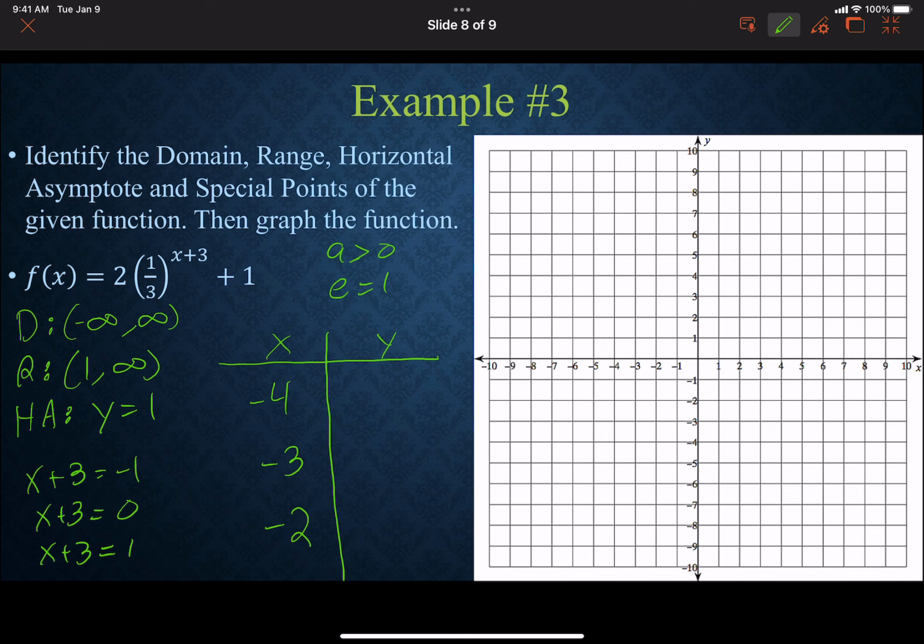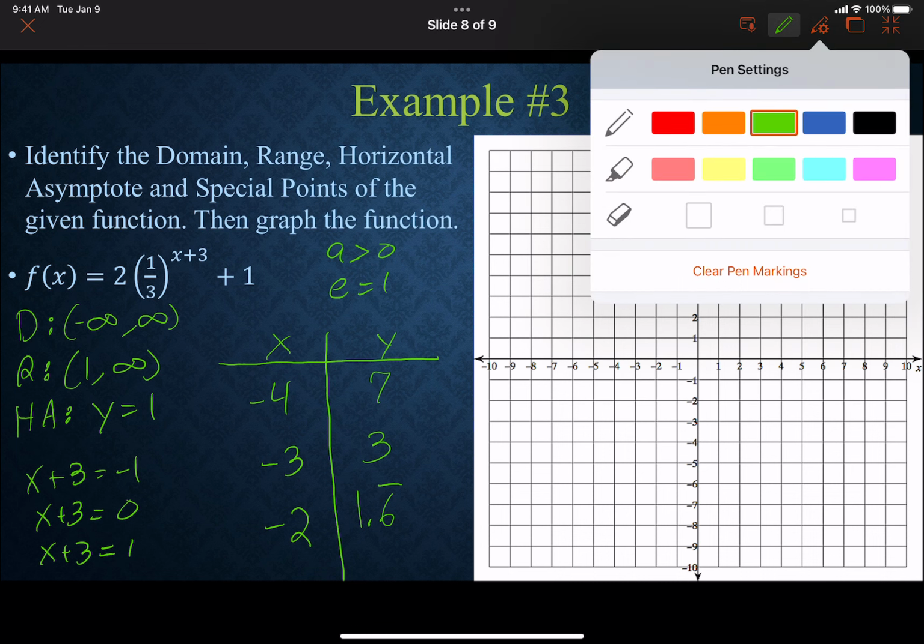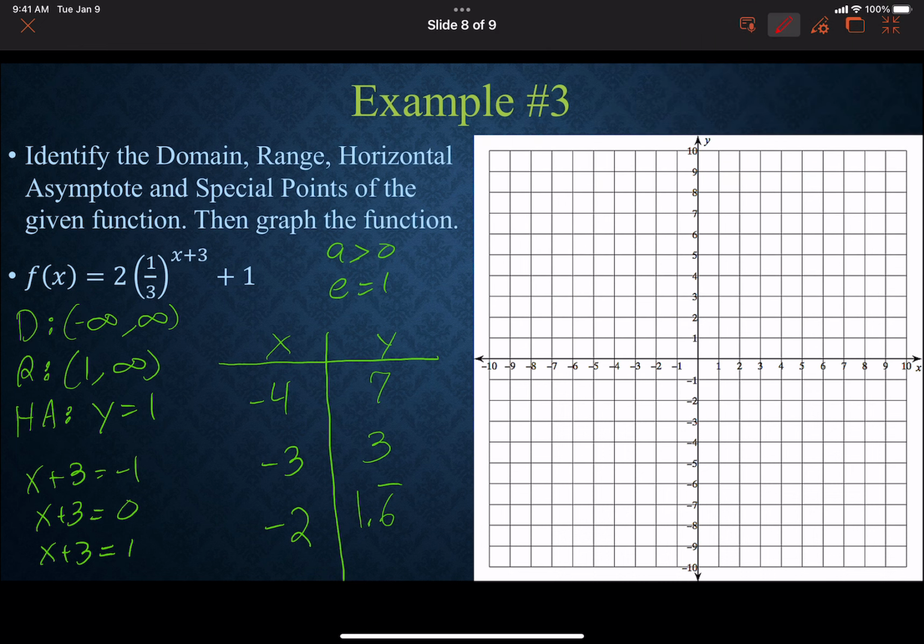So filling that in, 2 times 1/3 raised to the negative 4 plus 3 plus 1, we get 7. 2 times 1/3 raised to the negative 3 plus 3 plus 1 gives us 3. And then 2 times 1/3 raised to the negative 2 plus 3 plus 1, we get 1.6 repeating. As a fraction, it's really 5/3, but we want to think of it more as the decimal. Makes it easier to plot out our points.